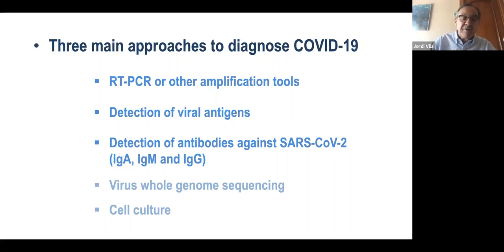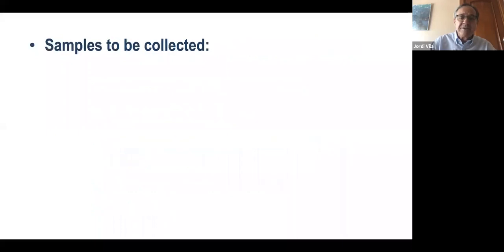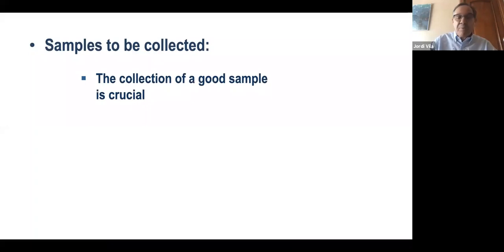Nowadays, there are not too many labs that can use cell culture to isolate viruses. So I will focus my talk on the first three methods: RT-PCR, detection of viral antigens, and detection of antibodies. An important point in the microbiological diagnosis of COVID-19 is the collection of the sample. A good collection of the sample is crucial for a good microbiological result.